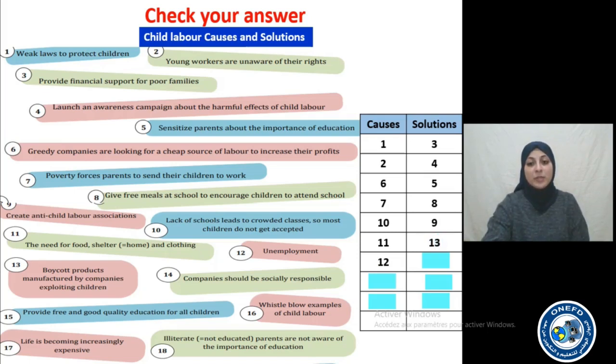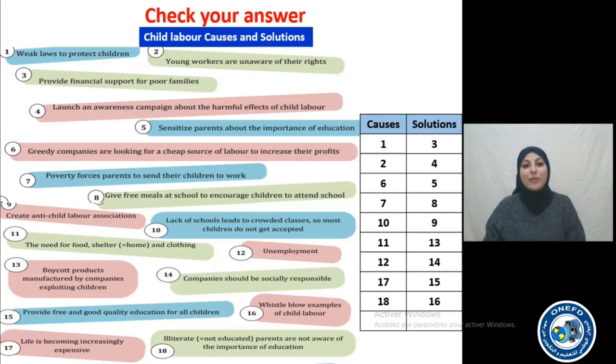14. Companies should be socially responsible. This is a solution. 15. Provide free and good quality education for all children. 16. Whistleblow examples of child labor. This is a solution. 17. Life is becoming increasingly expensive. This is another cause. And the last one, 18. Illiterate, not educated parents are not aware of the importance of education. And this is another cause.